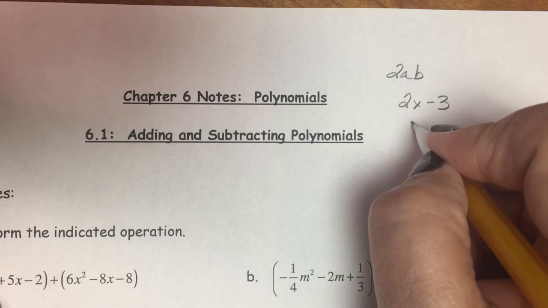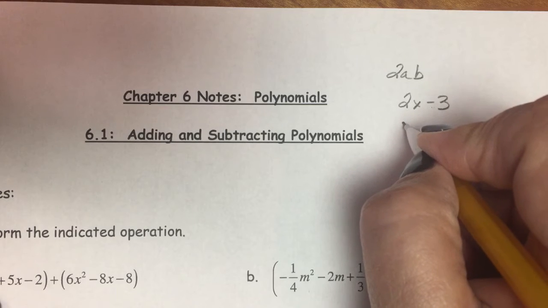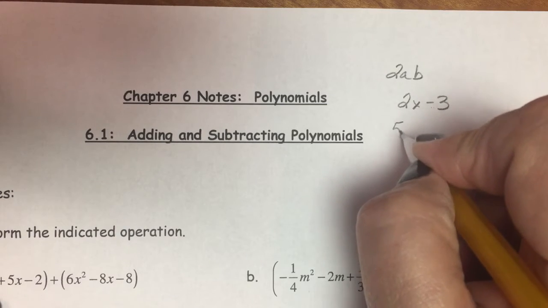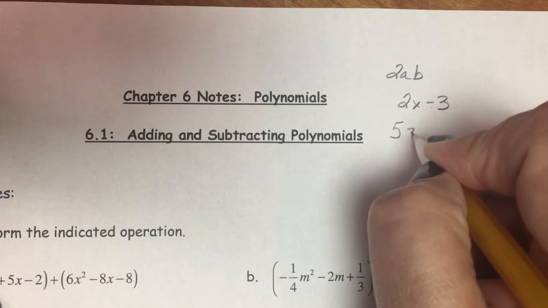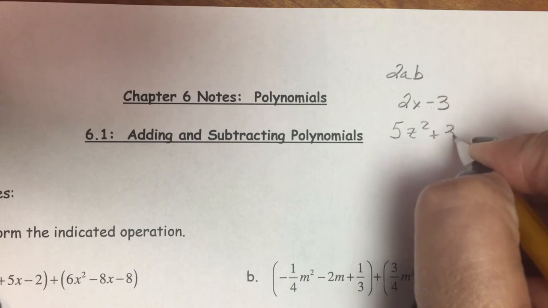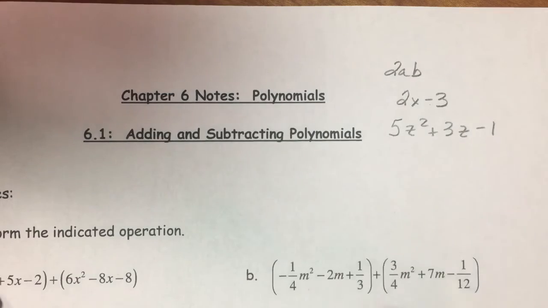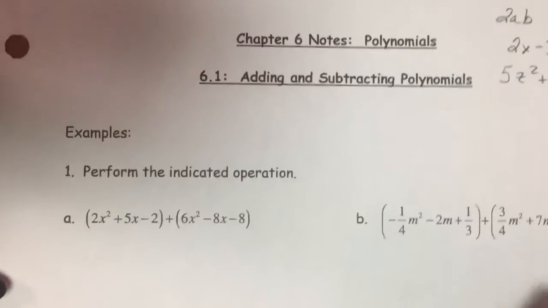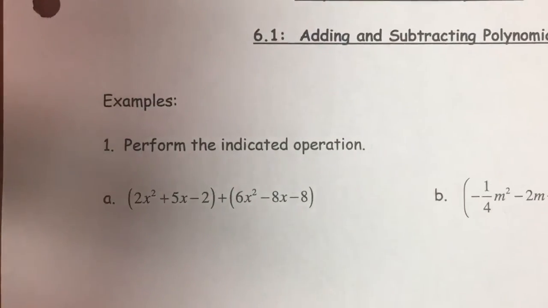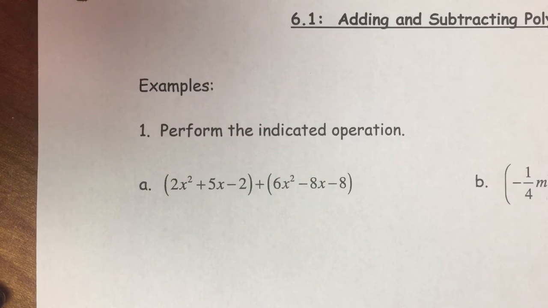And then if you have three terms, something like 5z squared plus 3z minus 1, that was called a trinomial, and on and on. So now we already know what those polynomials look like. Now we're going to start doing operations with those polynomials. And I don't think you're going to find this too difficult.